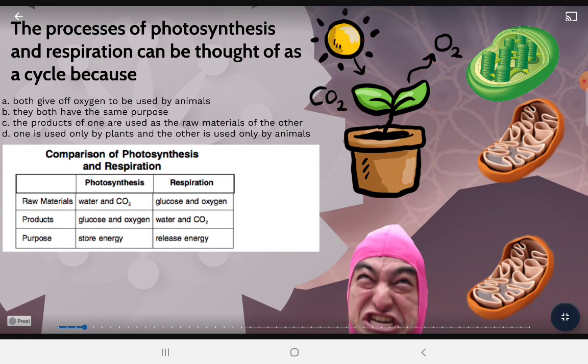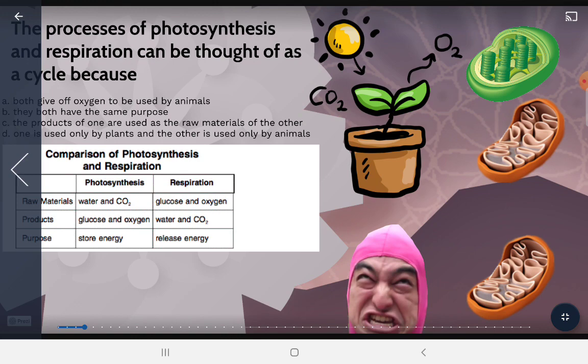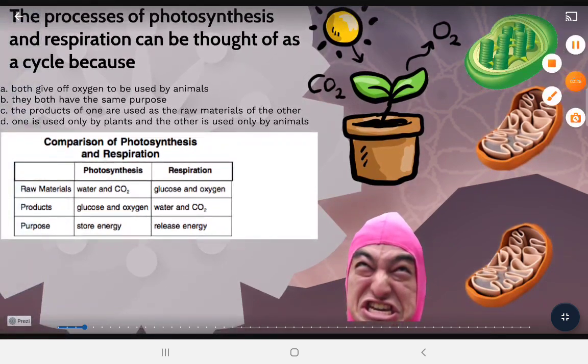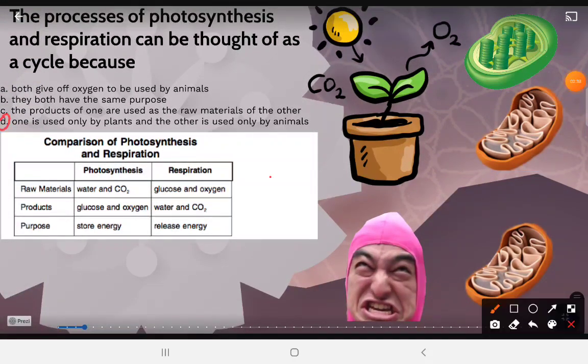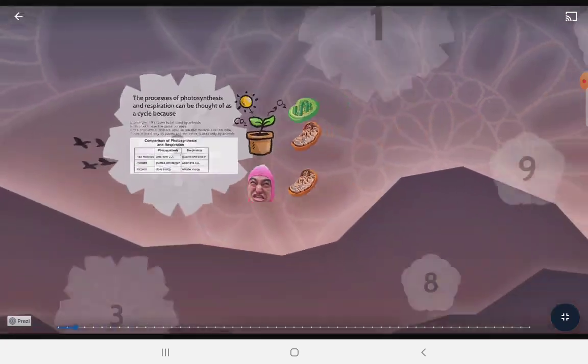So the answer here is the reactants and products are kind of flipped. Plants make glucose and oxygen, and then animals basically take that in to make ATP. So it's just the opposite reactions. That's the circle of life, if you will.